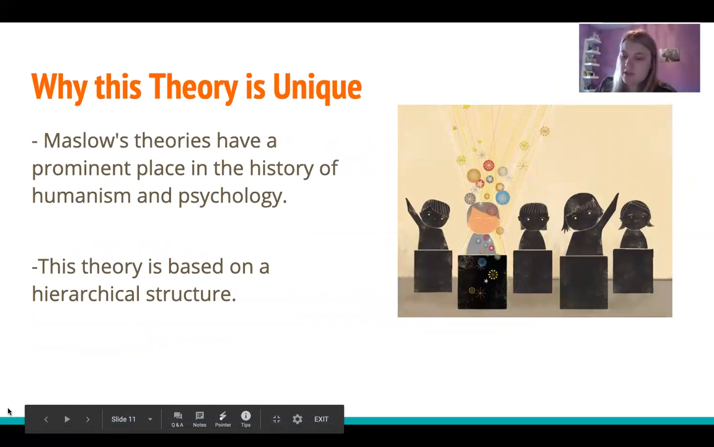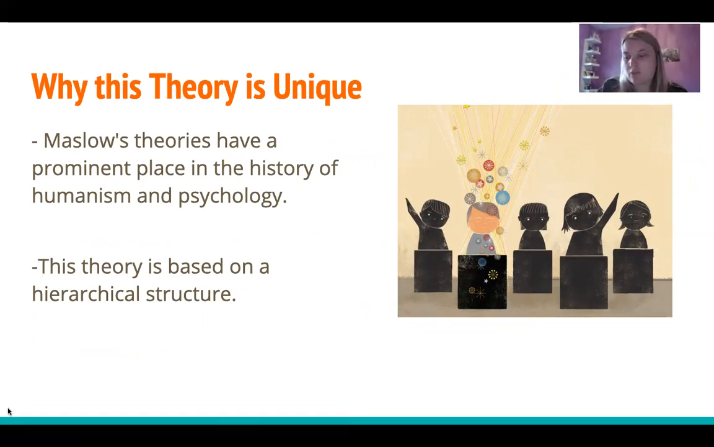The theory is unique because it plays a major role in the history of psychology, and the theory of self-actualization will maintain its place in the study of classical psychological theories. And it still holds relevance in today's society as well. It's a very well-known theory. And the last part is the hierarchy. So the triangle, that's also a very unique part of Maslow's theory. So yeah, that's it.